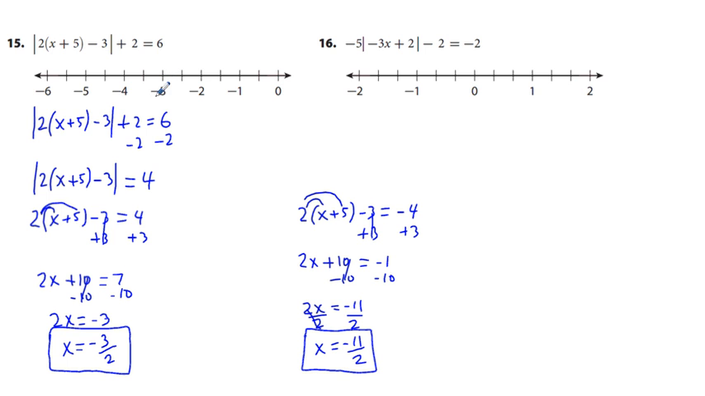So x equals -3 over 2. Here's -3 over 2. That's going to be -1.5. I'll put here -3 over 2. And the other solution is -11 over 2. So that's going to be right here. -11 over 2. So that's it. Let me rewrite this one a little more legibly. -3 over 2. That's a little more legible.